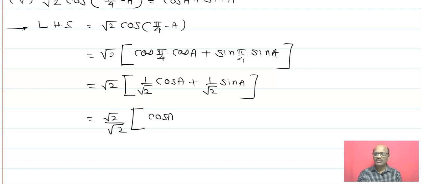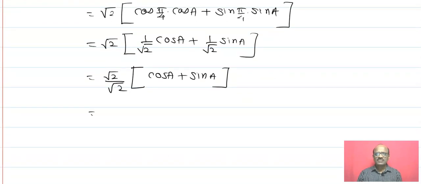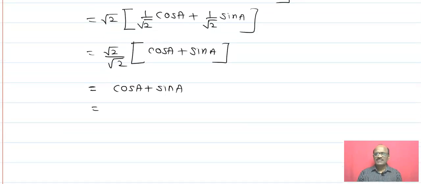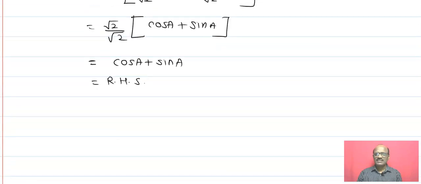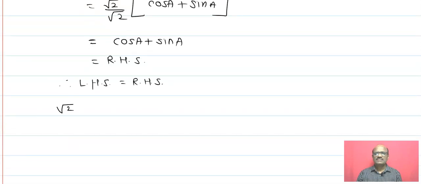Therefore, take 1 by root 2 as common. Then you will get root 2 upon root 2, that is the cos A plus sin A. And that's why the root 2 gets cancelled, and we have cos A plus sin A. This is our RHS. Therefore, LHS is equal to RHS. And hence, root 2 cos of pi by 4 minus A is equal to cos A plus sin A.